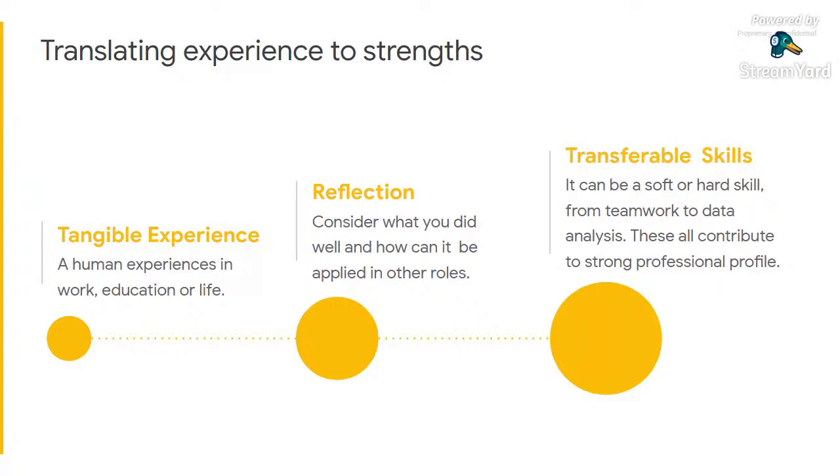So when we look at tangible experience, you must be able to provide the experiences that you have in work, in education, or in life, right? We also need to look at reflection: consider what you did well and how it can be applied in other roles. So you may want to include that in your CV as well. And you need to look at the transferable skills. This can be soft skills or hard skills, from teamwork to data analysis. They all contribute to a strong professional profile. So these are the things that you need to include on your CV when you're translating the experience to your strengths. Let us move to the next slide.